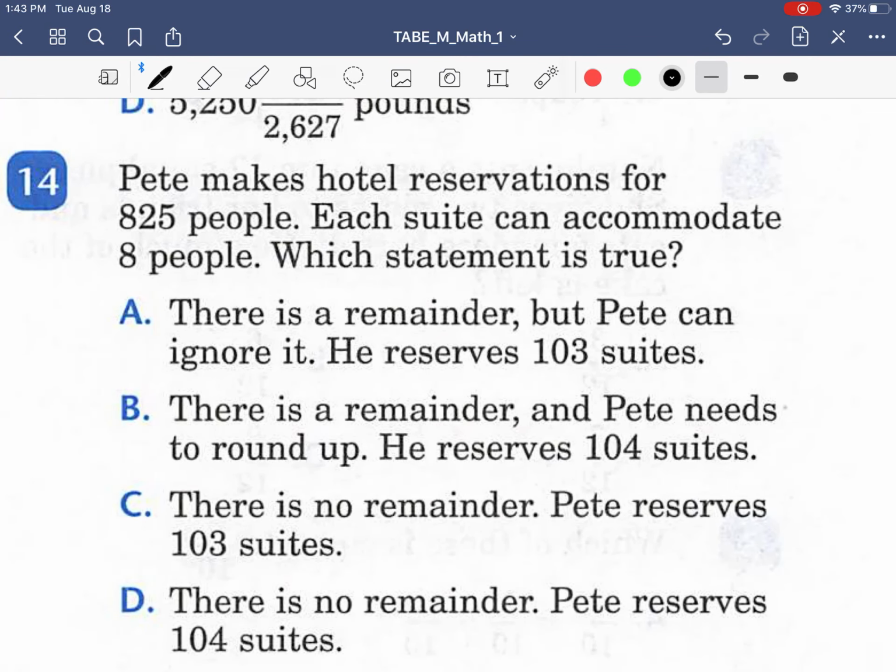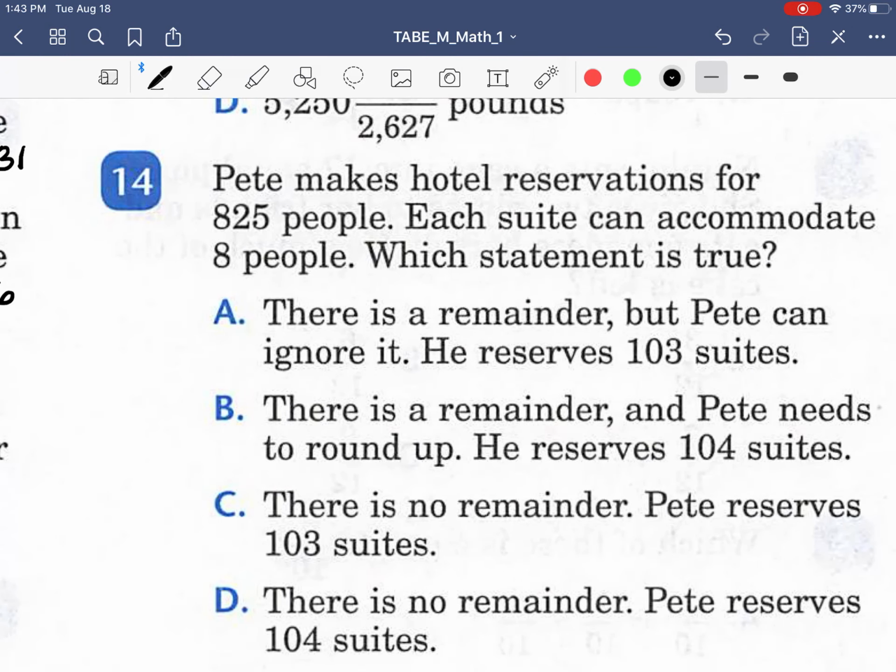Pete makes hotel reservations for 825 people. Each suite can accommodate 8 people. So which statement is true? So I have 825 divide 8. That is improper. So let's divide it.